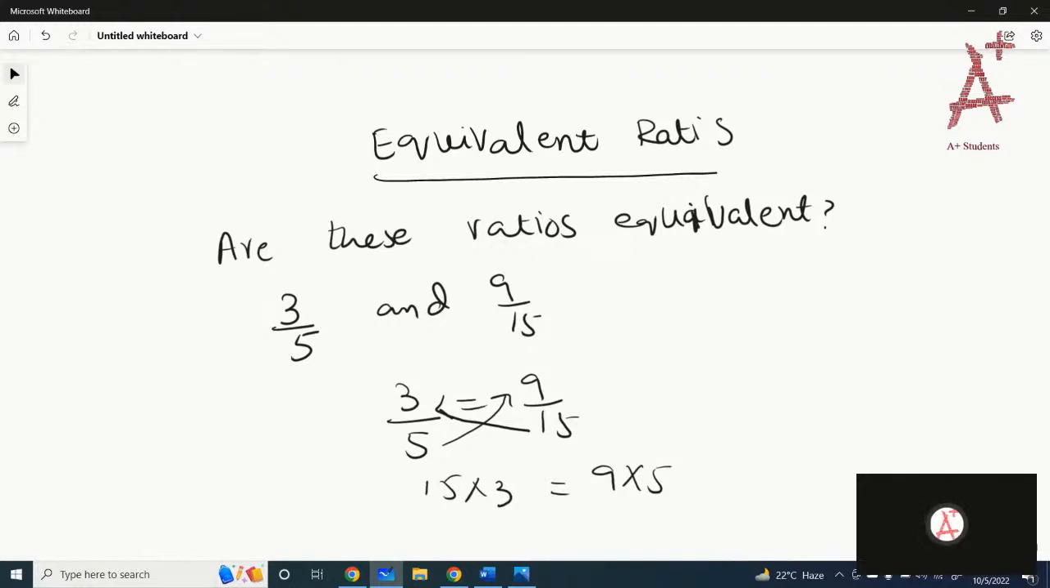So 15 times 3 is 45 and 9 times 5 is also 45. That means yes, they are equivalent. When you have the same answer, the fractions are equivalent. Got it?